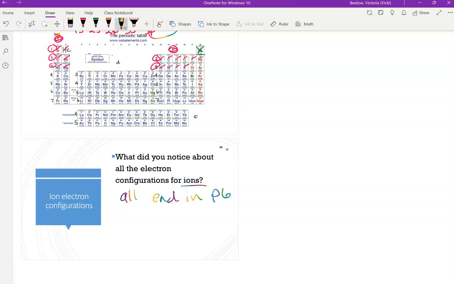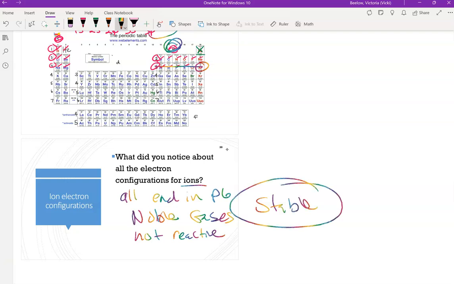If you were looking at p and you counted 6, those are all noble gases. And noble gases are known for being not reactive, but in fact very stable. So these elements are gaining and losing electrons in order to become like the noble gases, which are very stable and unreactive.